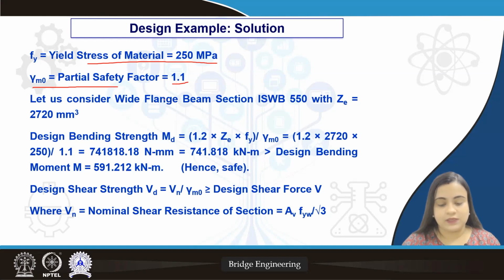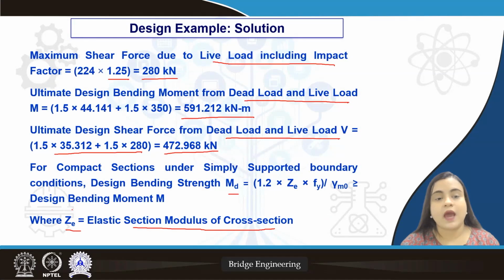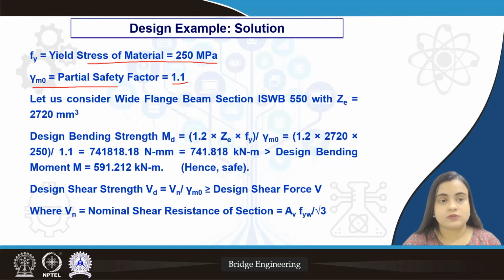So this MD is expected to be higher than the design bending moment M for a safe section. So we can try with a wide flange beam section ISWB 550, which is going to have a ZE of 2720 millimeter cube. So design bending moment for this section MD, obtained as 1.2 times ZE times Fy by gamma m0, can be obtained by providing the magnitude of all the parameters.